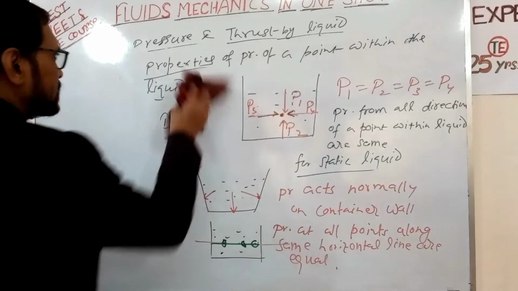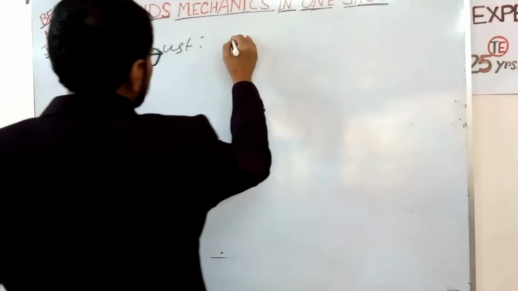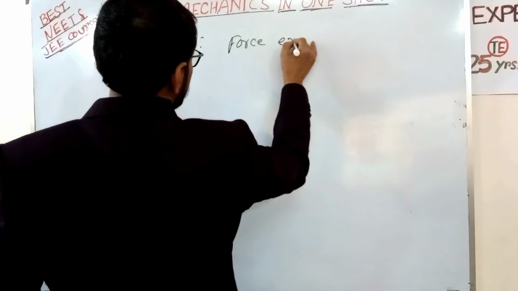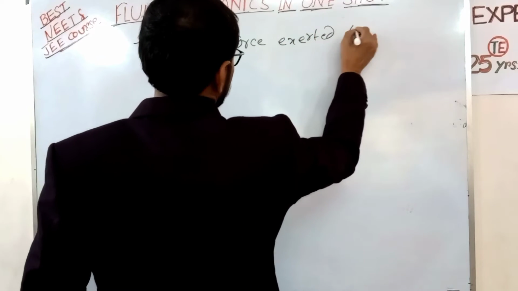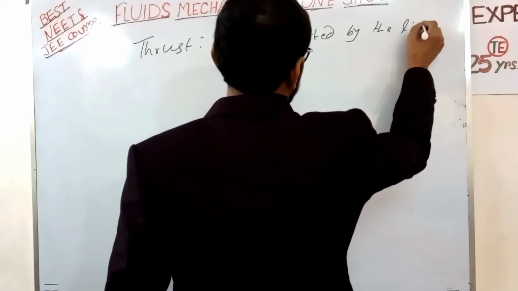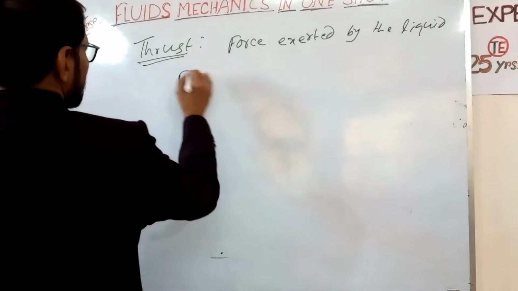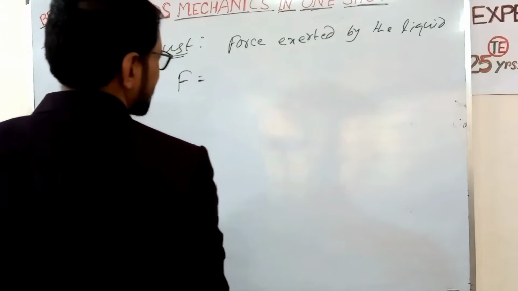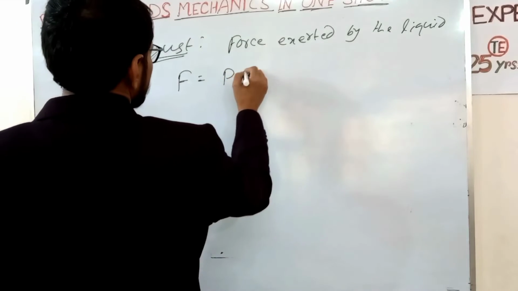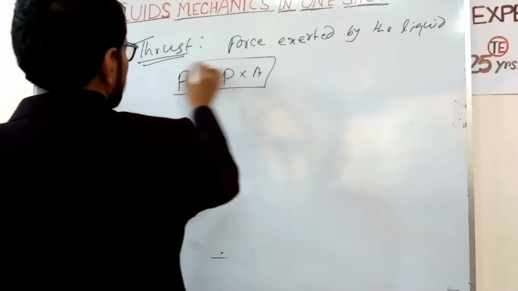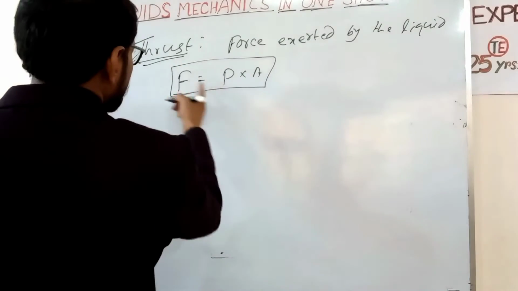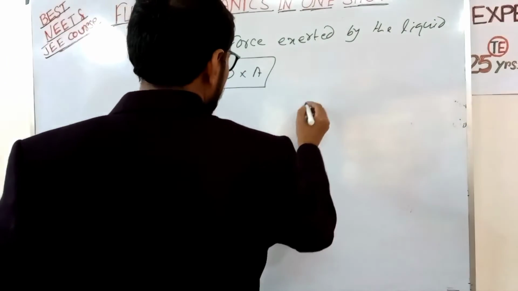And thrust is the force exerted by the liquid. Force equals pressure into area. So the formula of thrust is pressure into area.